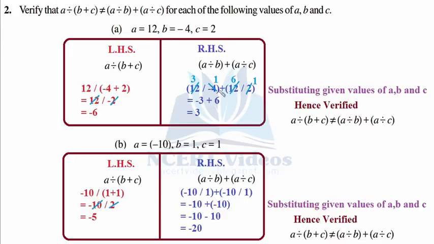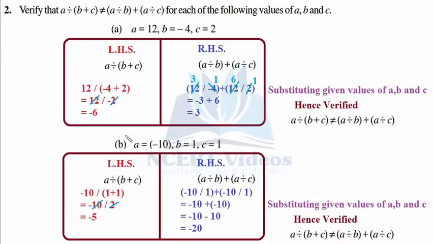So 1 4 is a 4, 3 4 is a 12, negative sign, therefore it is minus 3. And here 1 2 is a 2, 6 2 is a 12, 6 from here, and signs are different, we will subtract them and put the sign of greater number, therefore plus 3. So what we infer from this, what we conclude from this is minus 6 is not equal to 3. So that is what it was asking for, verification. Therefore hence verified, it is not equal.